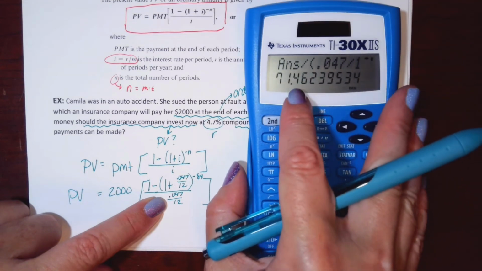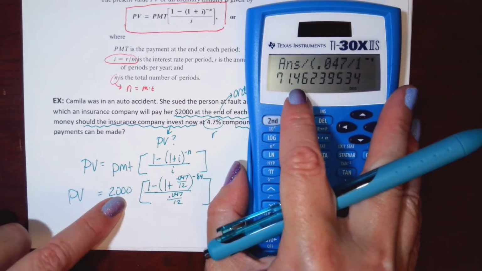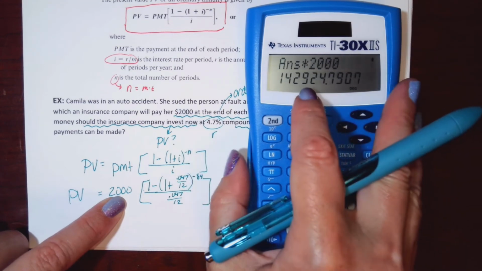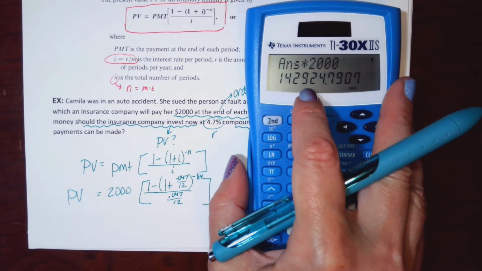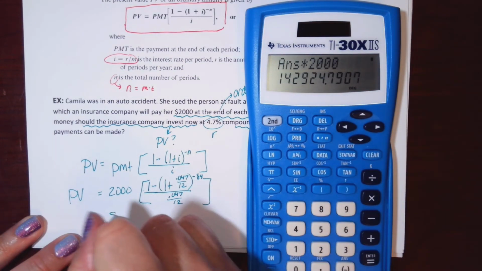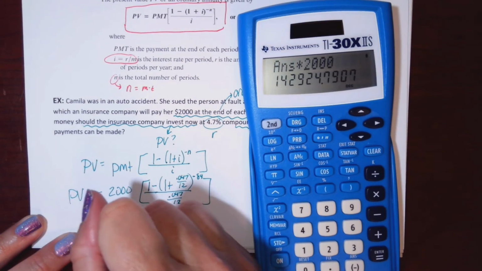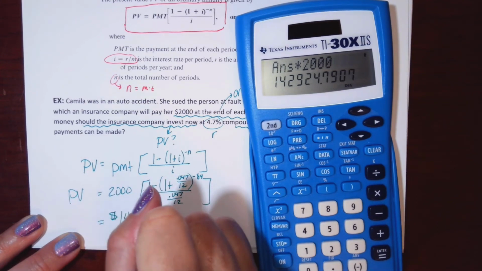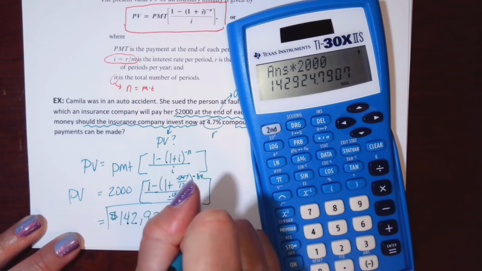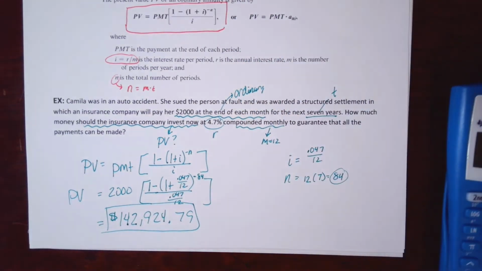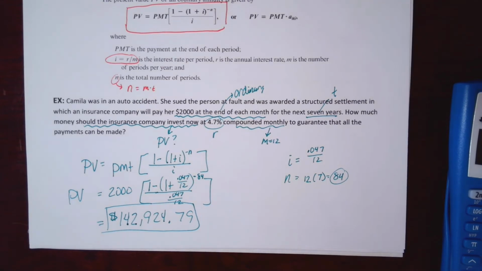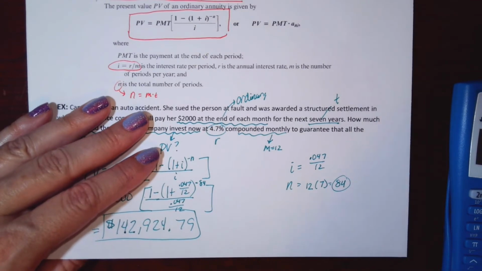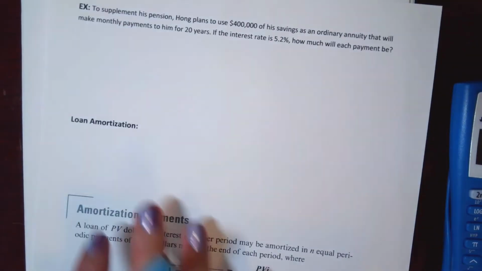So that's the value of the brackets. It needs to be multiplied times the payment amount. All right, this is the amount the insurance company needs to invest to fund those withdrawals over 7 years. So we've got $142,924.79. That's how much they have to invest now so that she can get those $2,000 a month payments for 7 years. All right, let's look at the next page.